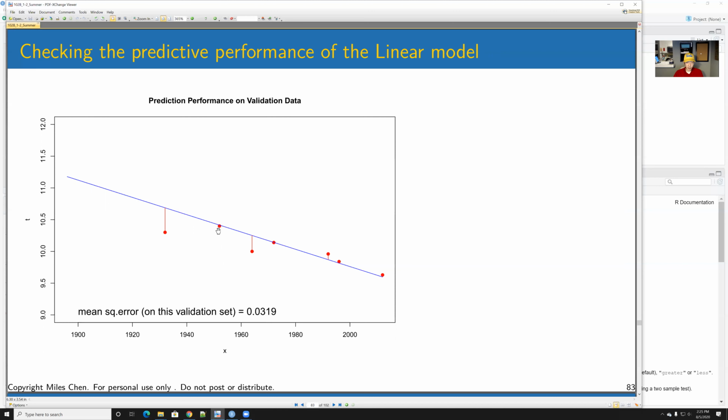Some of the points it predicted very well. These data points are very close to the predicted line. Others, there's some error. And so the mean squared error for this validation set is 0.03.